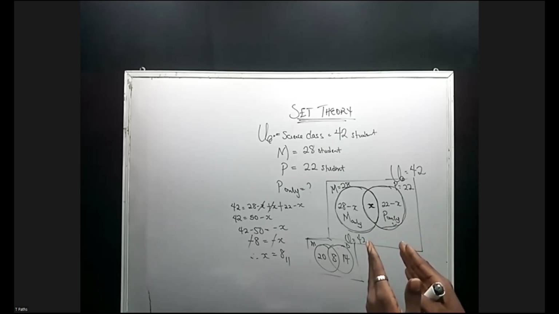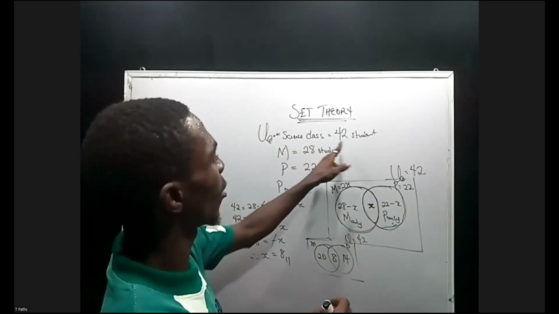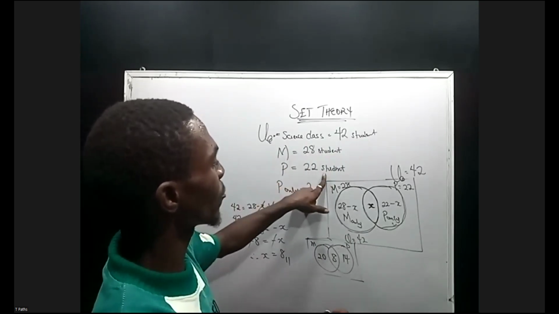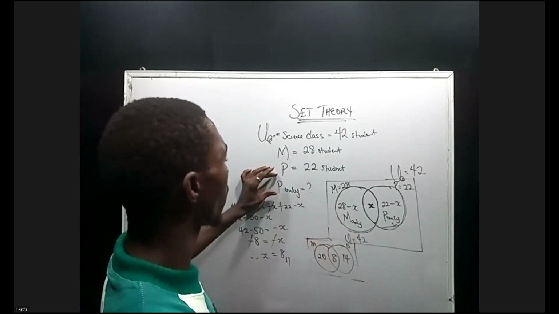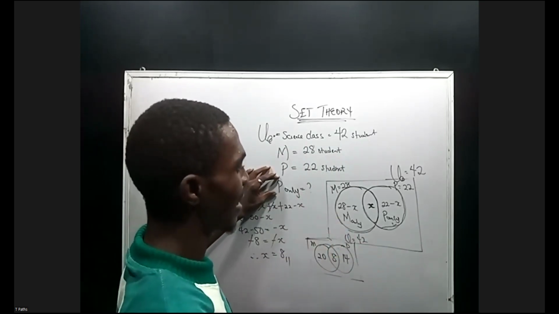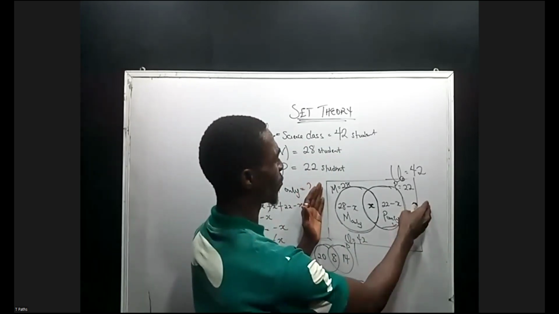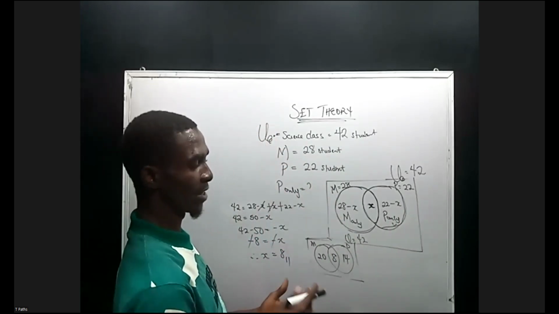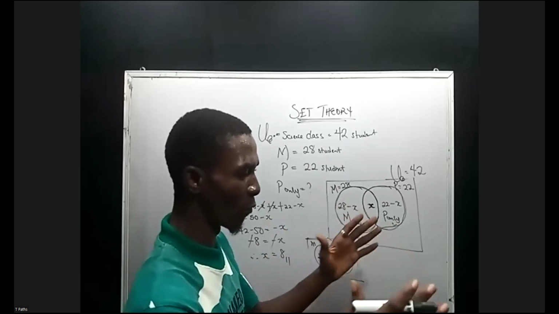Now, the question is telling us that in a science class of 42 students, 28 students offer math, 22 students offer physics. How many students will offer physics only? To break down this question, you can use a graphical representation like a Venn diagram, or you use the theoretical representation, which is the formula aspect. The Venn diagram is very visible for you.